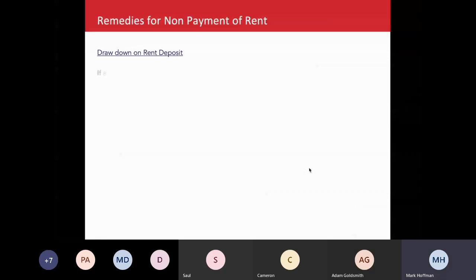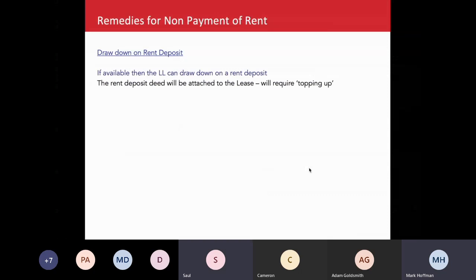Drawing down on the rent deposit. If available, landlord can draw down on the rent deposit. The rent deposit will need to be attached to the lease, which will require topping up. And that's why the drawing down of a rent deposit is actually not particularly common, because ultimately, you draw down on the rent deposit and then the tenant has to top it up in 7 days. Well, if they could afford to top it up, they could afford to pay the rent. So really, all it's going to do is just to buy a little bit more time.